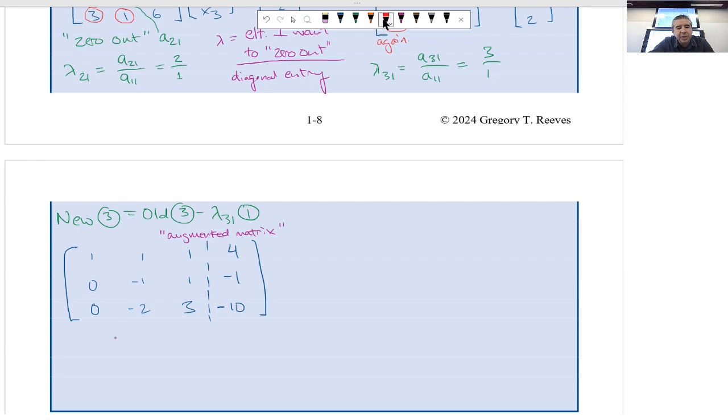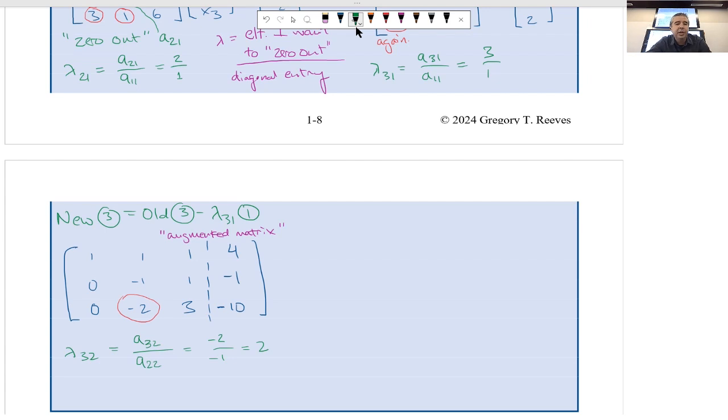All right, so let's knock out this last one right here. And to do that, I'm going to define my lambda 32 equal to element A32 divided by the element of the main diagonal. It's not A11 anymore, because now I'm in the second column. So the main diagonal element in the second column is A22. So it's negative 2 over negative 1, or 2.